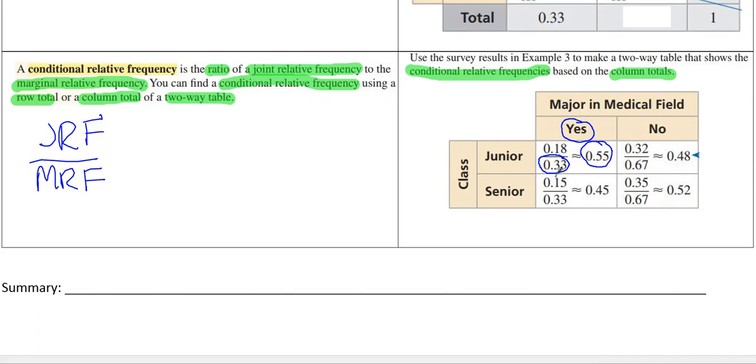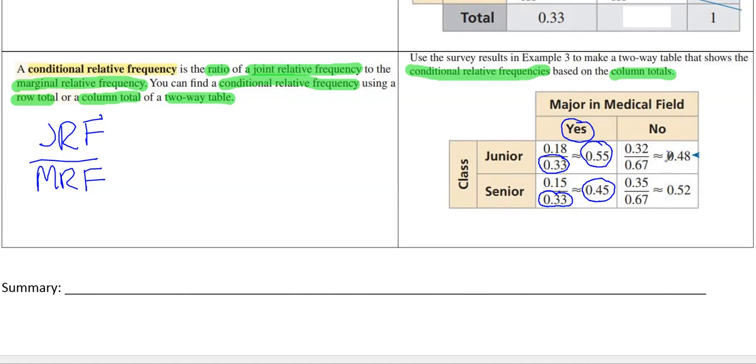So if you take the joint relative frequency of seniors that said yes, which was 0.15 of the total, of the entire group that was asked, whether they said yes or no, and then you write that as a ratio out of the 0.33, which is the percentage of all of them who said yes, that's 45%. Given that they said yes, 45% were seniors.